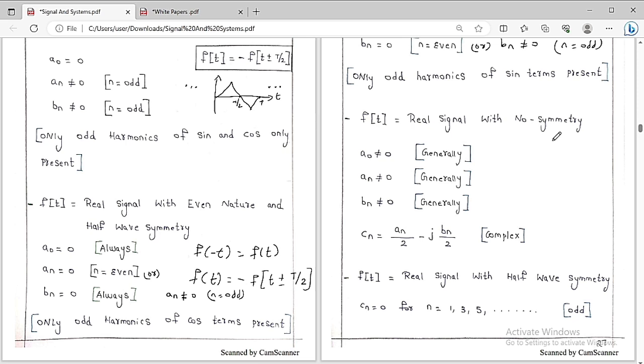So suppose some periodic signal is given. I have checked the odd property, I have checked the even property, and I also checked the half-wave symmetry property. All these properties are not satisfied. So we can say the signal is not having any symmetry.